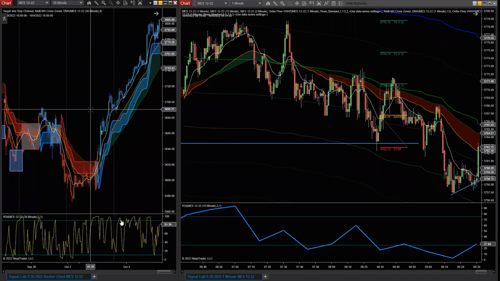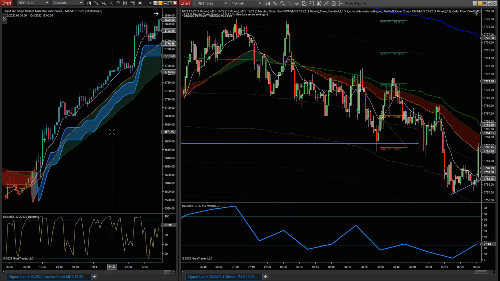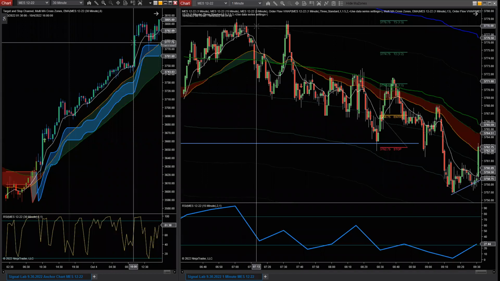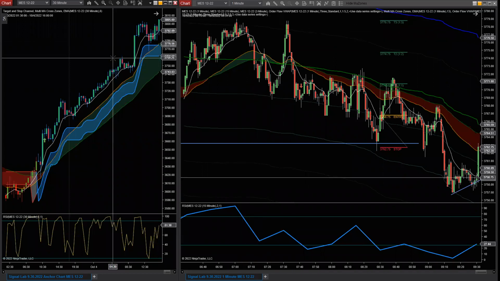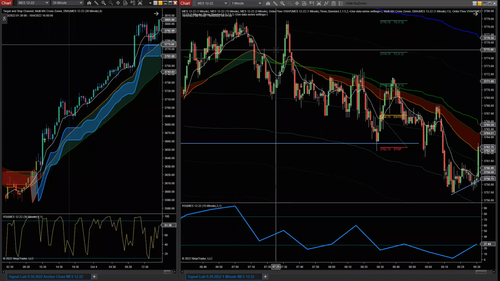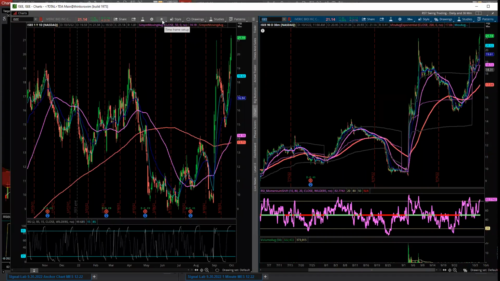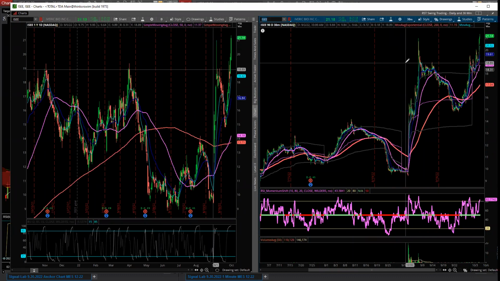Okay, so for example, this is a 30-minute chart. If you're a day trader, you can use a 30-minute chart for an anchor chart and a 1-minute chart for your entries and whatnot. If you're a swing trader, and you're trading more longer term, you can use a daily chart for an anchor chart and something like a 30-minute chart for your entries.